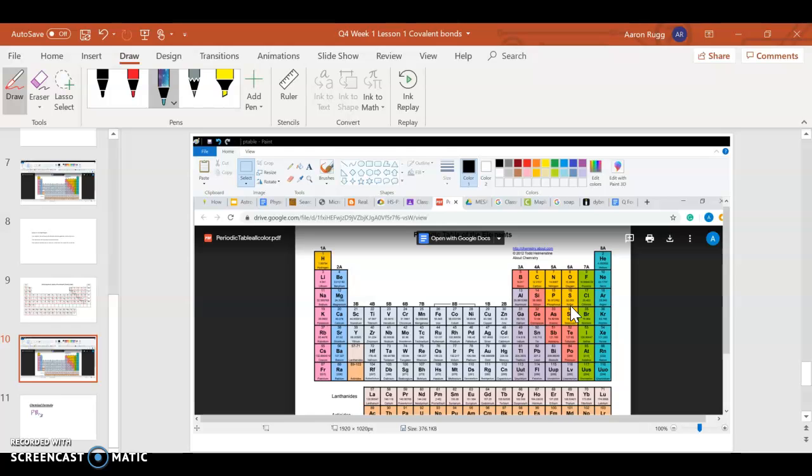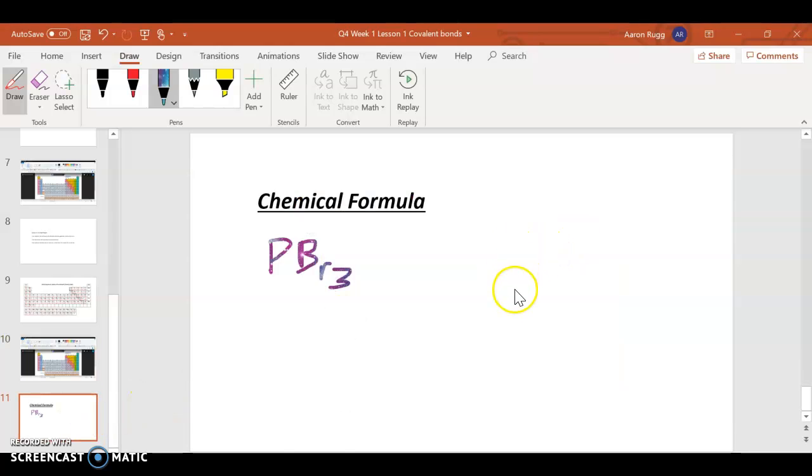We're not going to transfer electrons by definition. Covalent means they're going to share them. So the process is still the same. They still want to be stable with 8 valence electrons. It's how they get there. It's just a little different. Okay. So if I take my phosphorus atom, and I've got 3 bromine atoms.